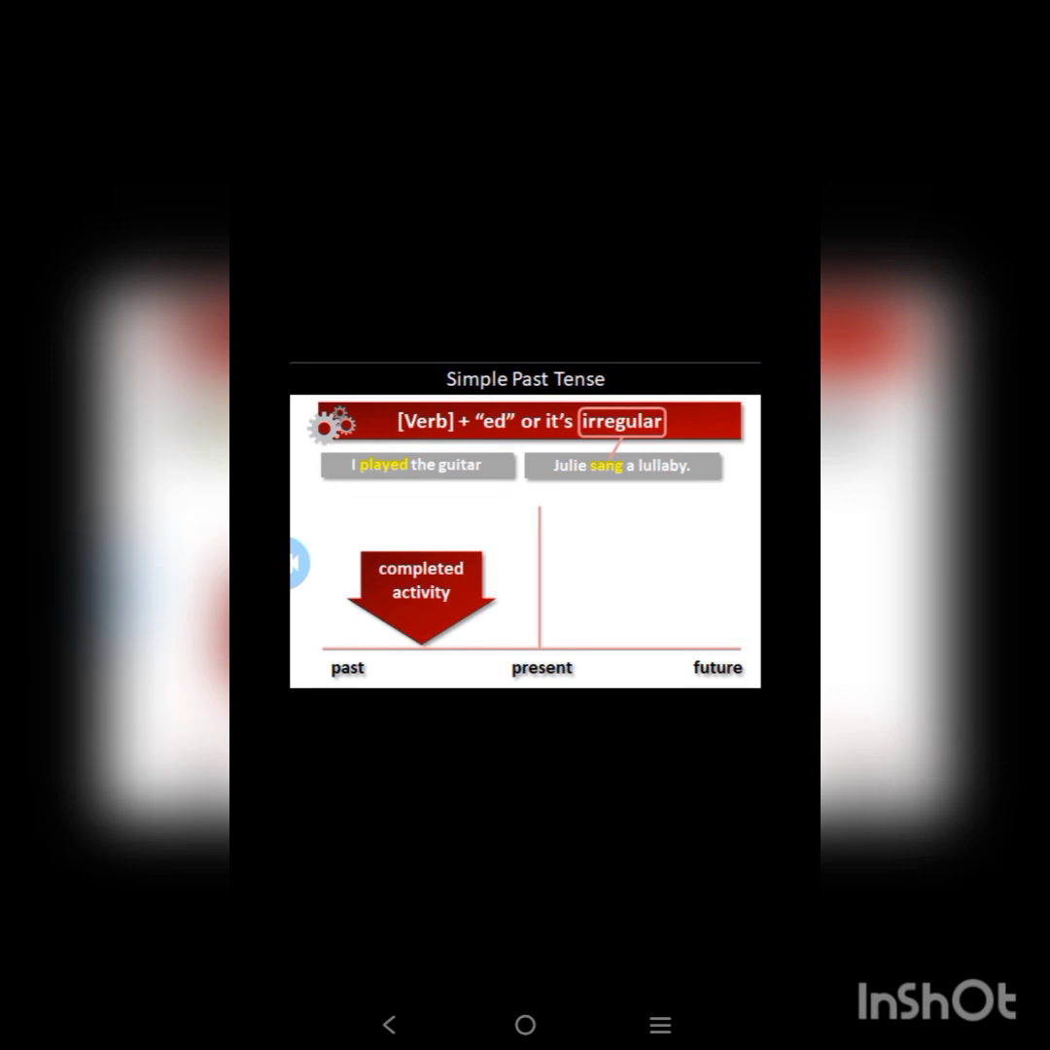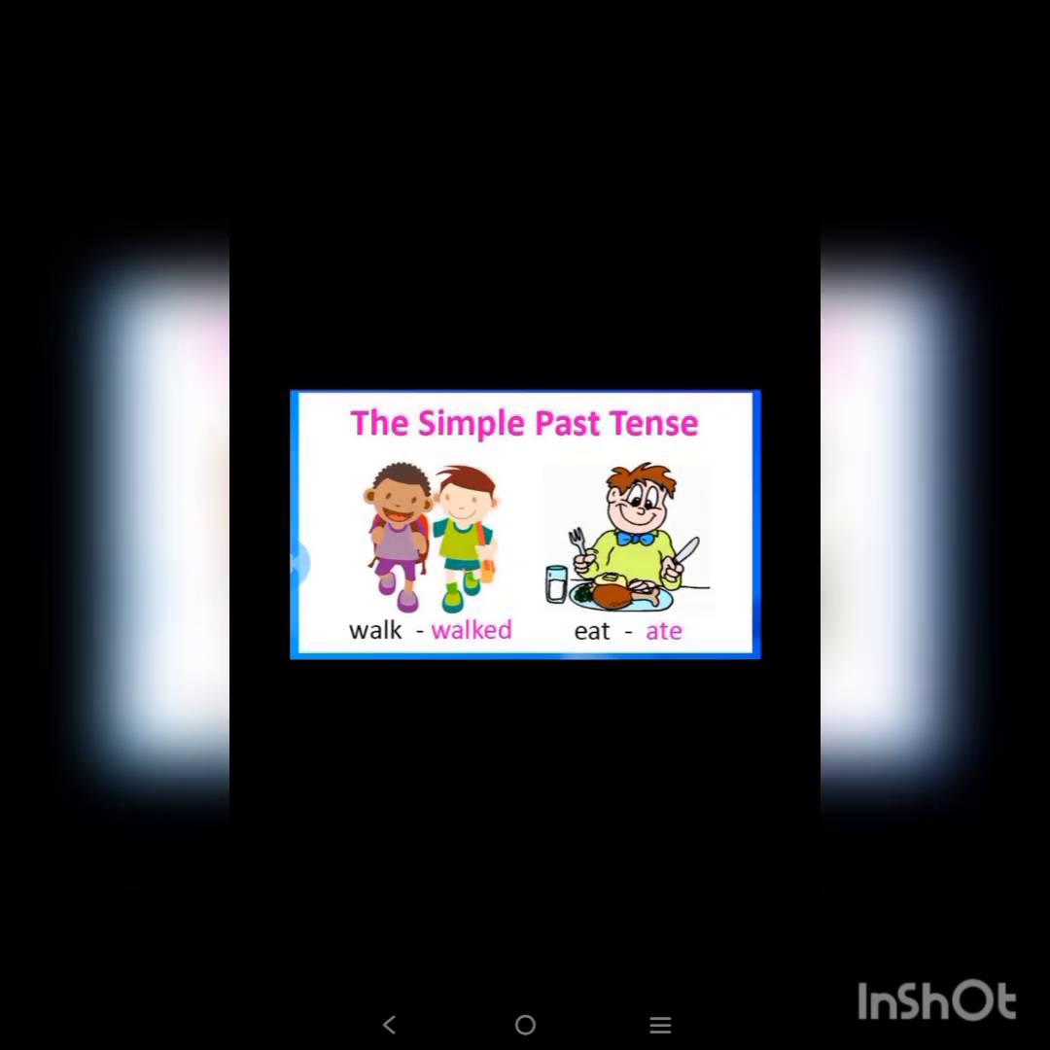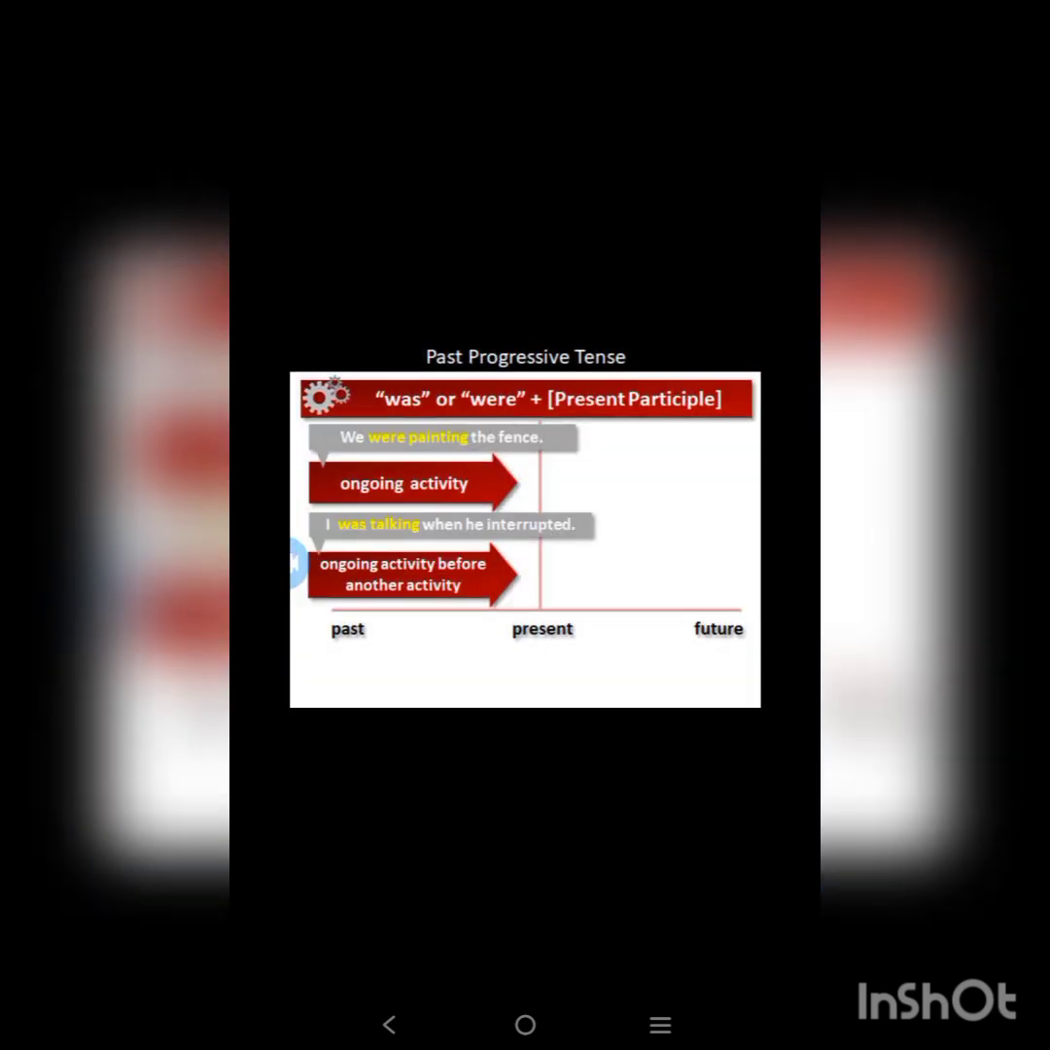Have you understood? Next one, see, one example is given for you. Walk, walked, eat, ate. What is ate? It is the irregular form of the verb. Okay, have you understood? And the next one is past continuous tense.